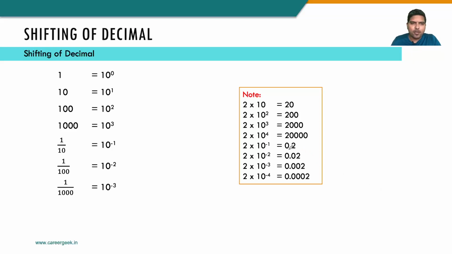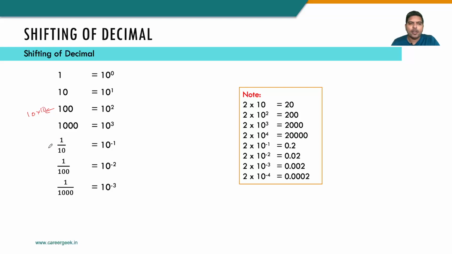Before that, we all know that 10 power 0 is 1, and 10 we can write as 10 power 1. 100 is 10 square, because 100 is basically 10 into 10. All of us know this. 1000 is 10 multiplied 3 times, 10 cube.